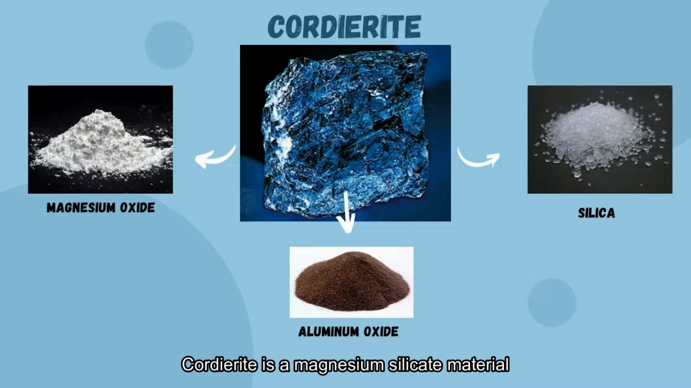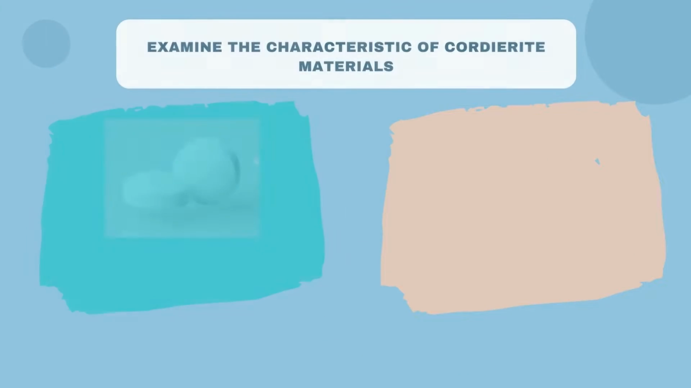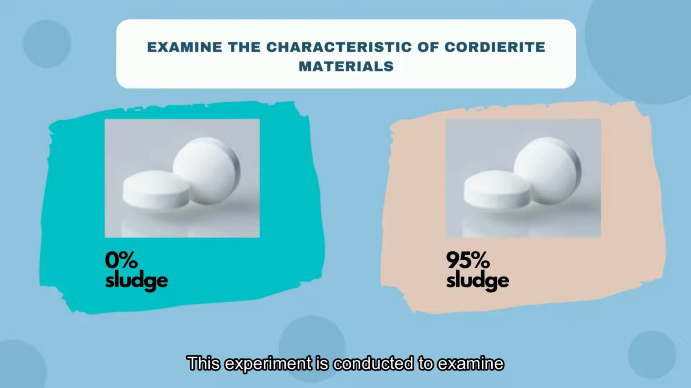Cordierite is a magnesium silicate material that's synthesized by a solid-state reaction method that consists of high-purity powder of magnesium oxide, aluminum oxide, and silica. The powder was mixed according to the stoichiometric ratio of cordierite. This experiment is conducted to examine the characteristics of cordierite materials with two different percentages of sludge. The percentage of sludge used in this experiment is 0% and 95%.